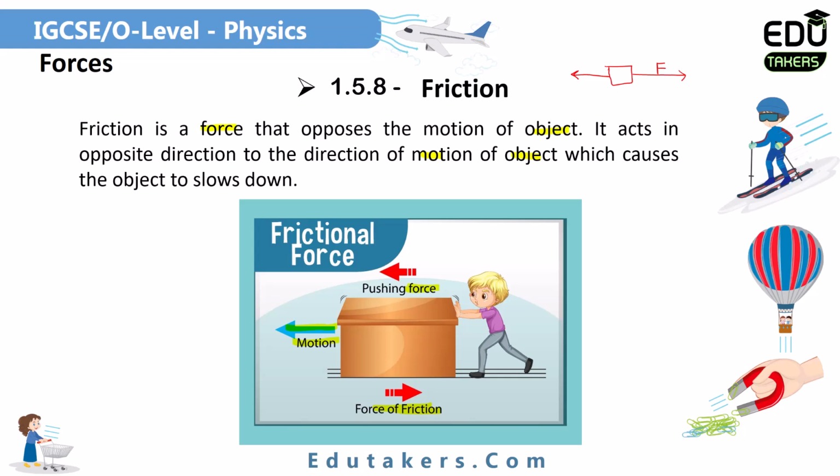First of all, you have to define what is meant by friction. And after that, what is the effect of the friction? Friction is basically the force that opposes the motion of the object. And the effect of the friction is that it slows down the moving object.